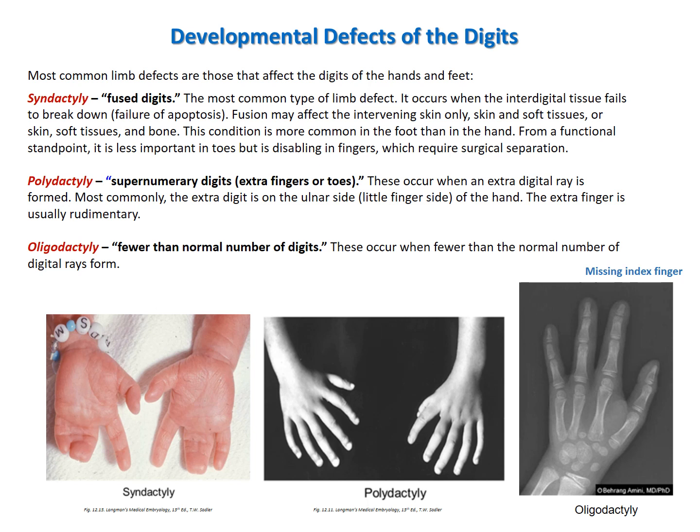Polydactyly refers to supernumerary, or extra, fingers or toes. These occur when an extra digital ray is formed. Most commonly, the extra digit is on the ulnar side of the hand, the side of the little finger. The extra finger is usually rudimentary. Oligodactyly refers to fewer than normal number of digits. These occur when fewer than the normal number of digital rays form. In the X-ray, the index finger is missing.